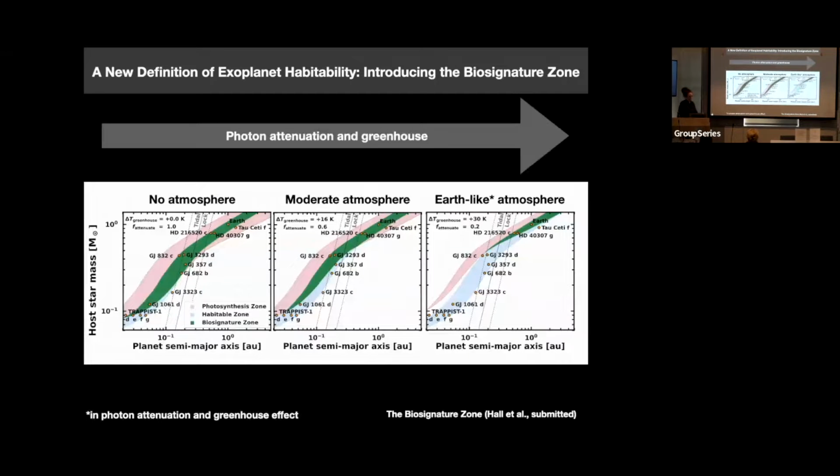So the pink region here is where photosynthesis is possible, considering only light intensity from the star at photosynthetically active wavelengths and also the temperature, okay? So if I say, let's say this planet has got no atmospheric effects, so no greenhouse, no photon attenuation, great. Where we could expect to have biosignatures is pretty much throughout the habitable zone.